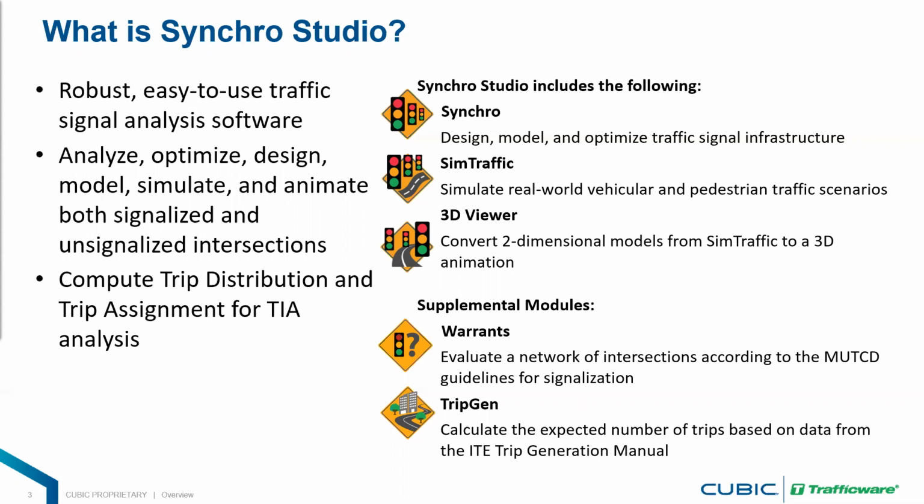TripGen, on the other hand, allows you to calculate the expected number of trips based on data from the ITE Trip Generation Manual, and the latest TripGen supports the latest ITE Trip Generation Manual, which is the manual version 10.